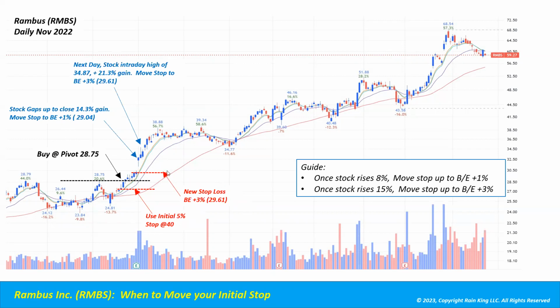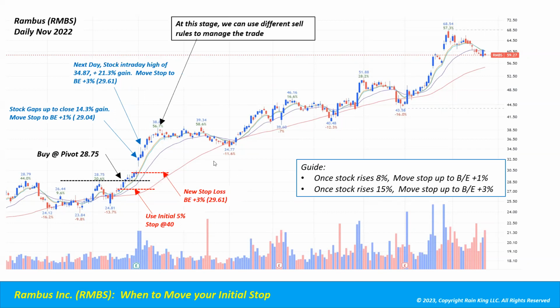Now, the stock has an even further advance, and we actually now have a gain of 21% and change. So now it's time, since we've triggered the 15% rise, we'll move the stop up to break even plus 3%, which is 29.61. Now I've drawn that line in the chart. So you're moving your stop up incrementally as we've hit these guidelines. And again, once we're past 15%, we're going to use different rules to manage the trade.